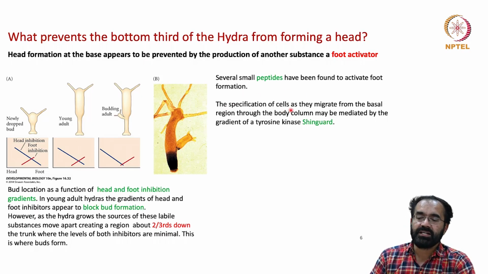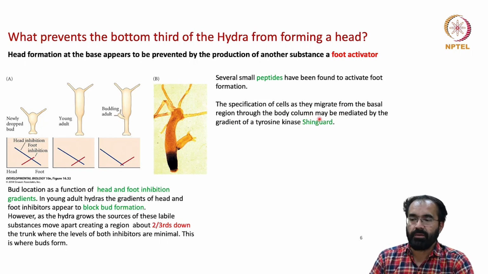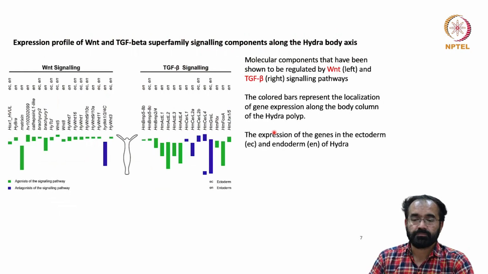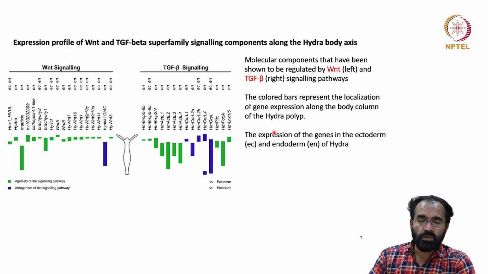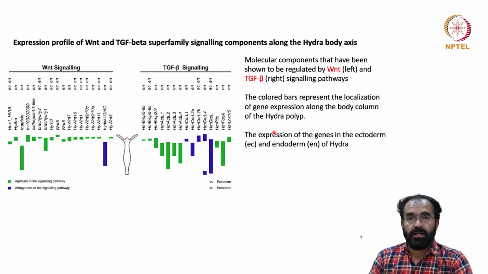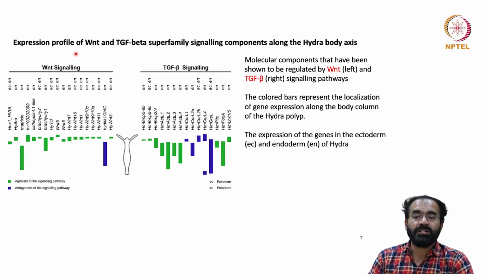So the specification of cells as they migrate from the basal region through the body column may be mediated by the gradient of an enzyme, a tyrosine kinase, and its name is Shingard. There are many enzymes; one of them is this. Now, if you look closely, the gene expression profile of Wnt and TGF-beta. TGF-beta also we learned about in the liver regeneration, etc. Superfamily signaling components along the Hydra body axis.